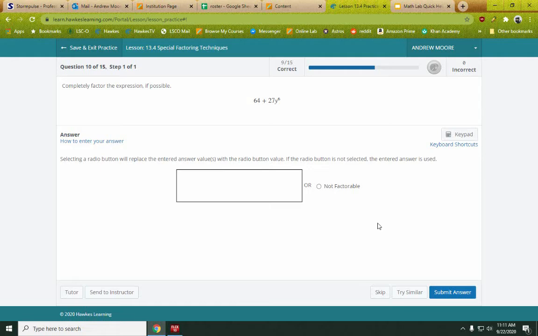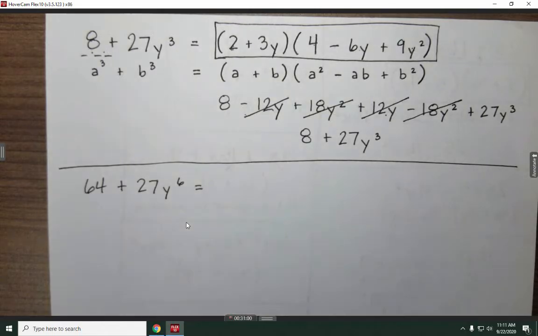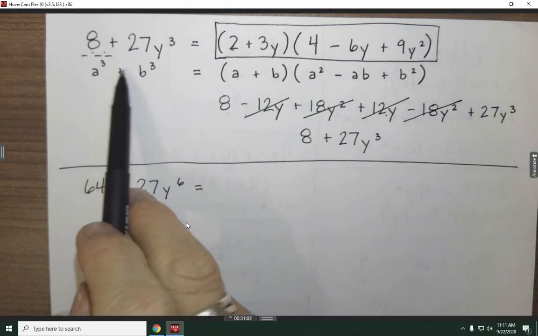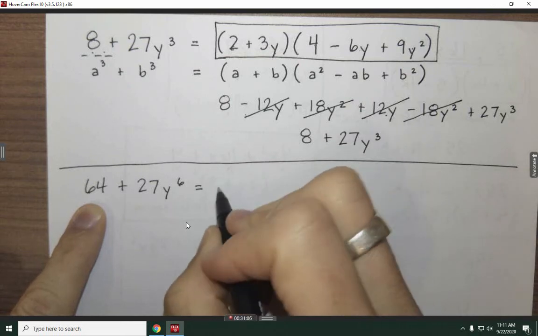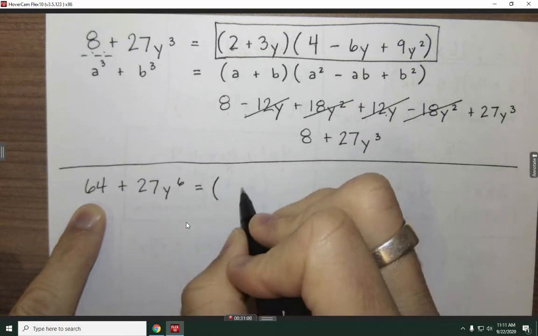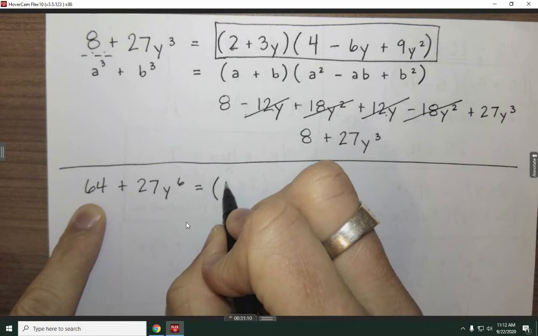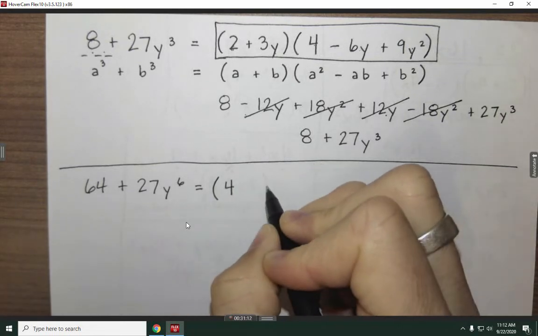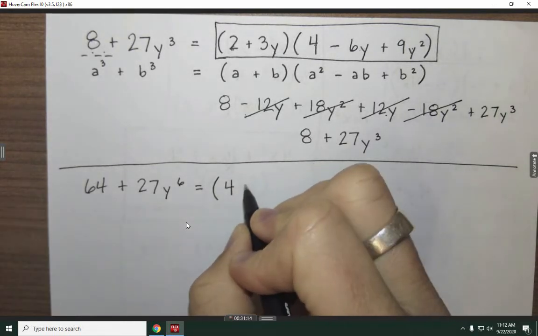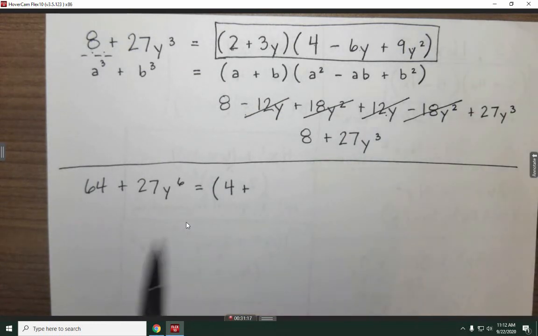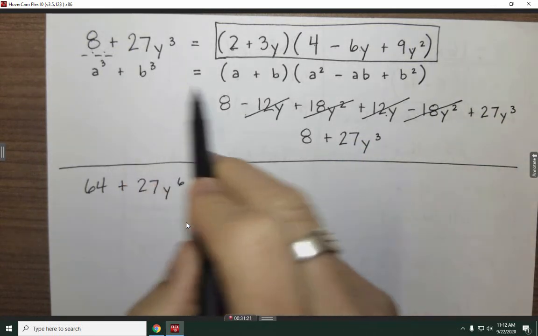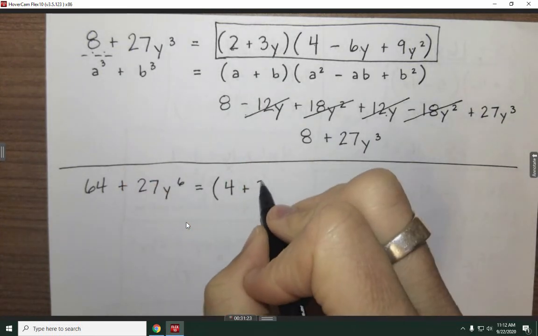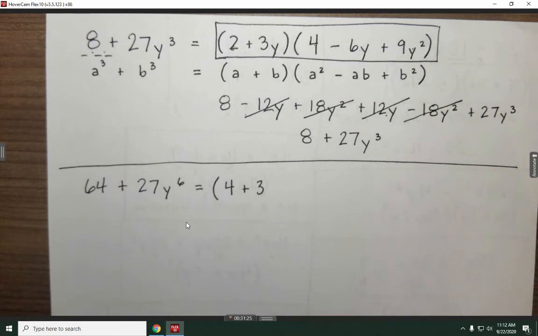Factor the expression if possible. We got 64 plus 27y to the 6th. All right, we're going to follow that same pattern here. So we're going to be looking for the cube root of this 64. So cube root of 64, you'll find is 4. 4 times 4 times 4 equals 64. And then we have plus, and then we got 27, which we had up here. We know that's going to be 3. 3 times 3 times 3 is 27.